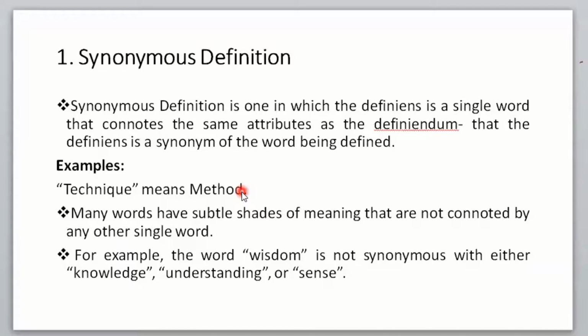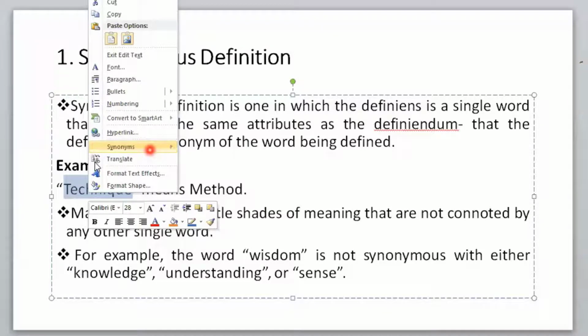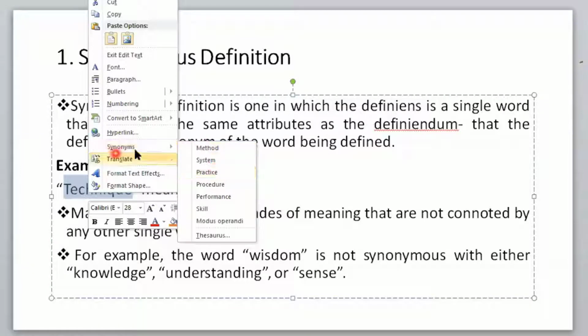For example, if you go to your screen, look here. If I select the word technique and you see synonym here, it says synonym. So it may be method, you see, system, practice. We can use these words because they are synonyms. If they are synonyms, it means that they have the same attributes, which means the definiens has similar attributes, so that we can use them interchangeably. This is what we mean by a synonym definition.